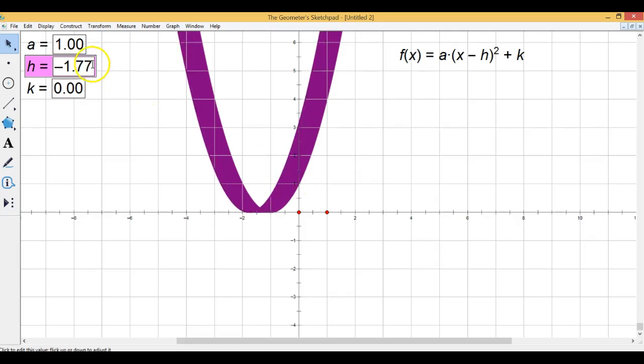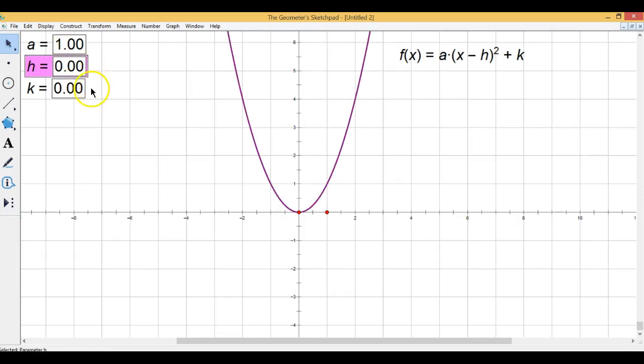Alright, so that's fine for h. Let's bring h back to 0 and get rid of the traces so that we can concentrate on just k now and what happens when k moves. I'm going to increase k, make it positive. Try and predict.